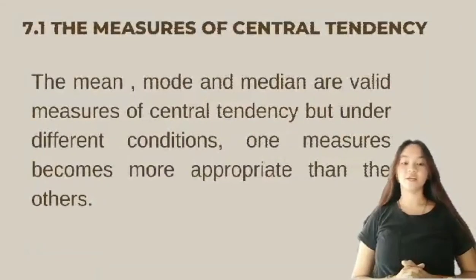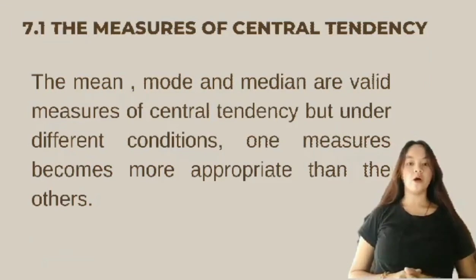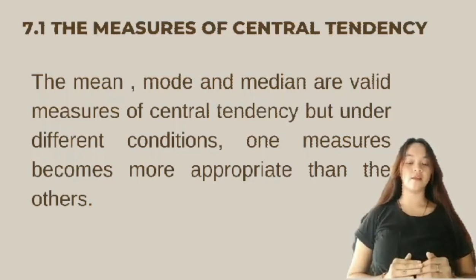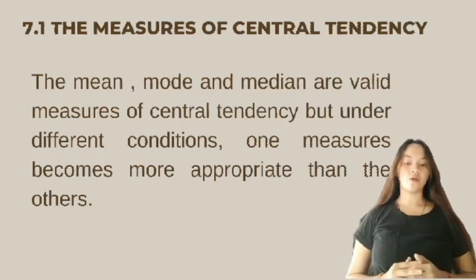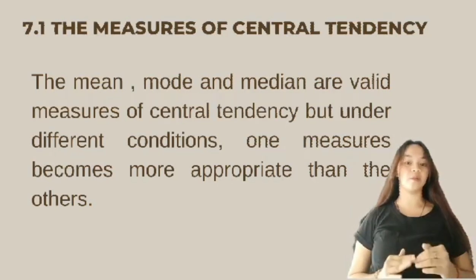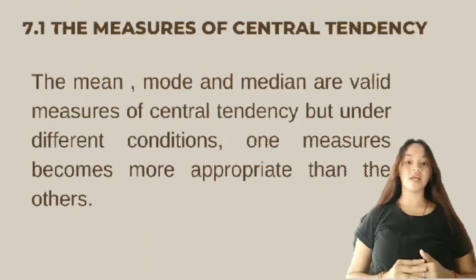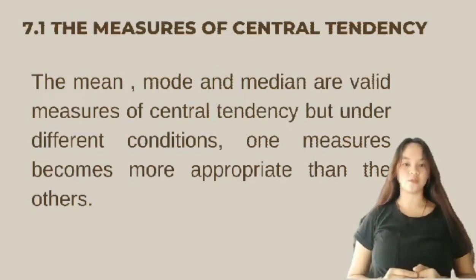And now let's discuss 7.1, the measure of central tendency. The mean, mode, and median are valid measures of central tendency, but under different conditions, one measure becomes more appropriate than the others. For example, if the scores are extremely high and extremely low, the median is a better measure of central tendency, since the mean is affected by extremely high and extremely low scores.